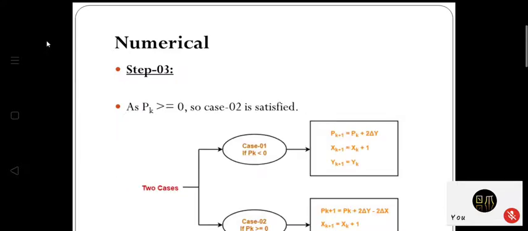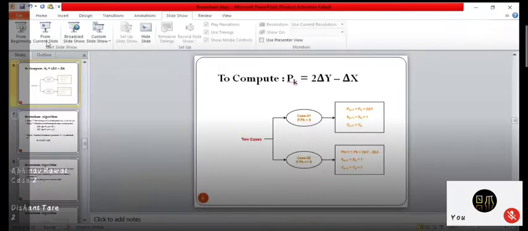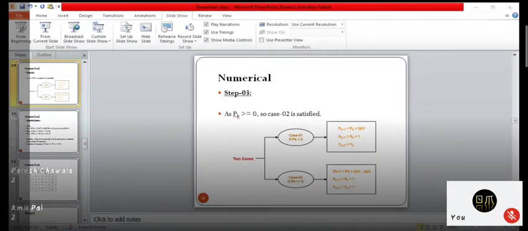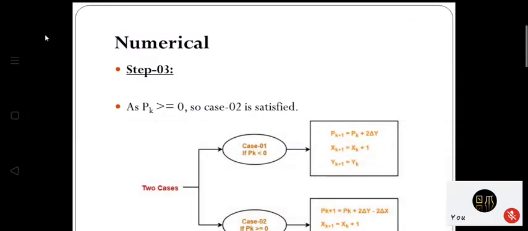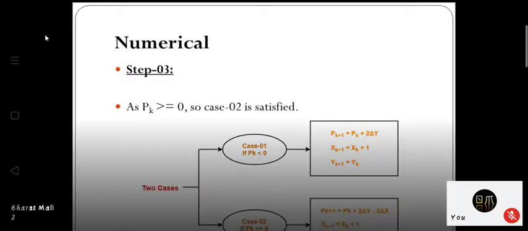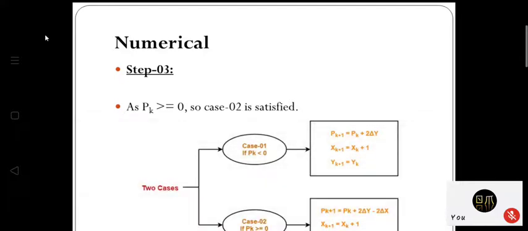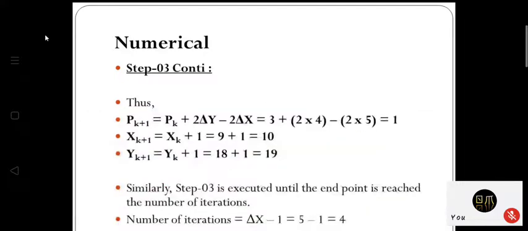When we say the decision parameter is greater than or equal to 0, that means which case out of these two is satisfied? Case 1 or case 2? Yes, case 2 is satisfied. So based on that you are going to apply case 2 formulas. For case 2, the decision parameter and x and y values that are there, that you are going to follow. So this is how it is computed.